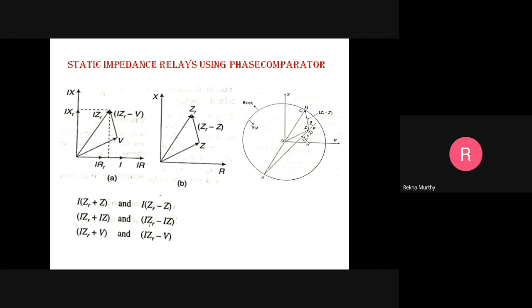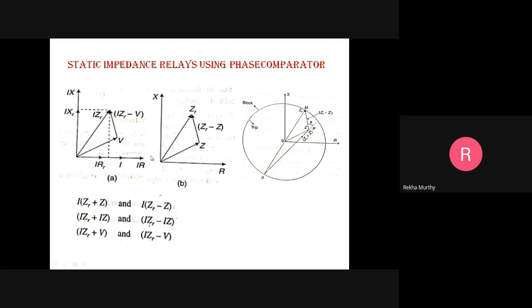So you can see that in this case, these are the different conditions which you can arrive at. That is I into ZR plus V, I into ZR minus V. We have to compare all these values such that this impedance relay can be realized by making use of a phase comparator. Here also we need to compare the values.